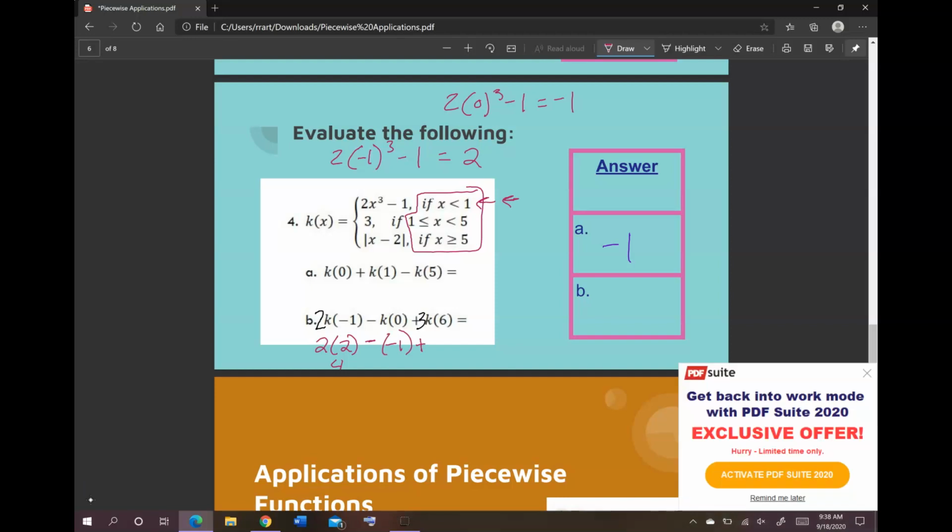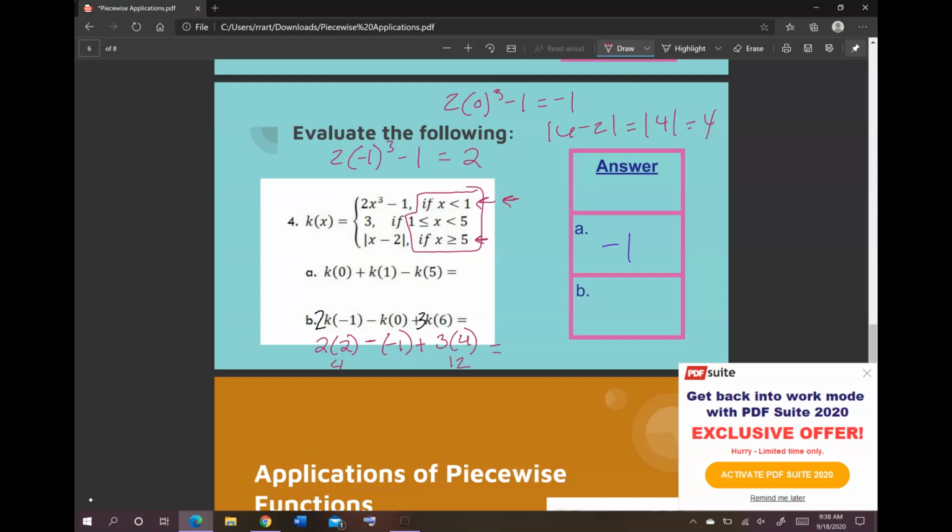Next is going to be the 3 times k of 6. Well, first we got to figure out where 6 goes. And 6 is going to be greater than 5, so 6 goes here. So it's the absolute value of 6 minus 2, which would be the absolute value of 4, which is 4. But we have to say 3 times 4 and get 12.